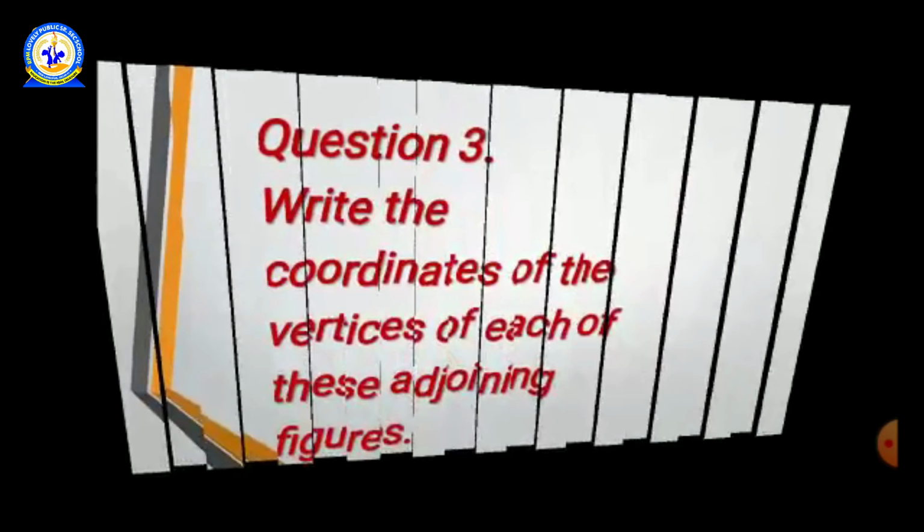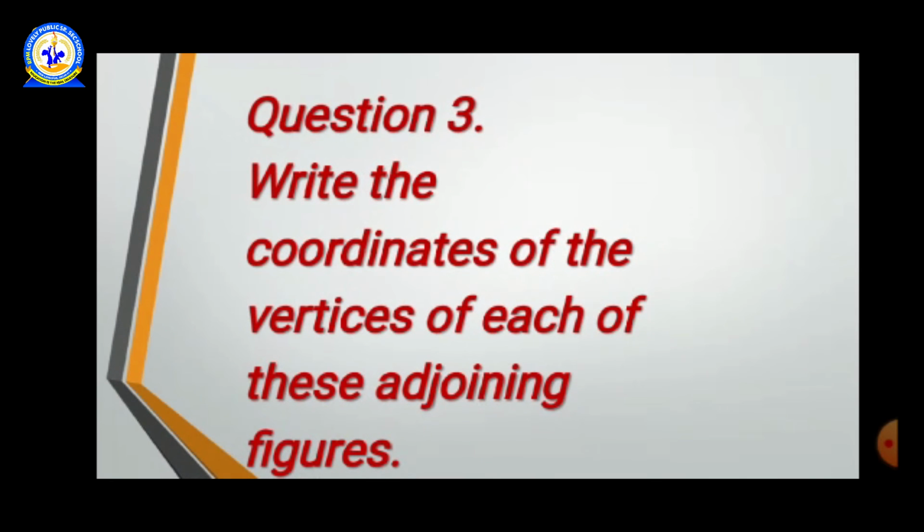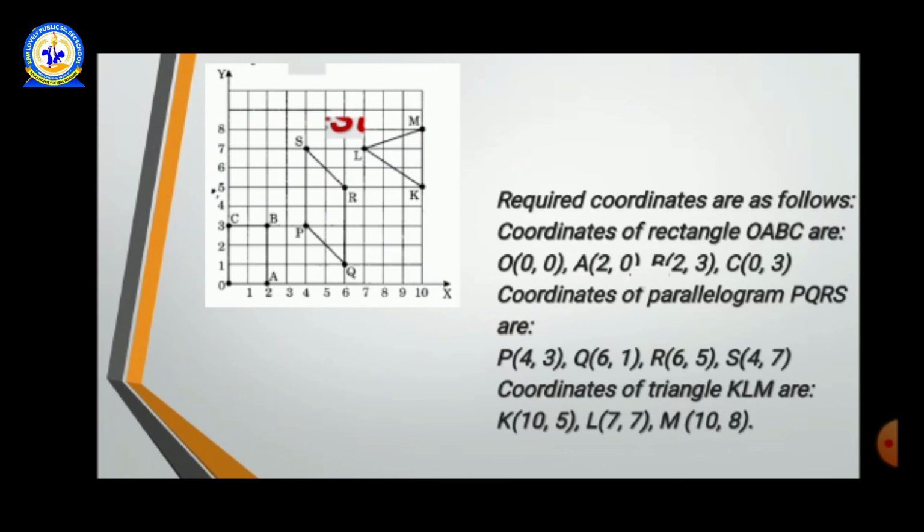Next, question number 3. Write the coordinates of the vertices of each of these adjoining figures. So what we have to do is write the coordinates. Let's see the figure. There are the points A, B, C, P, Q, R, S, L, M, K. These are the points given. We have to write their coordinates.